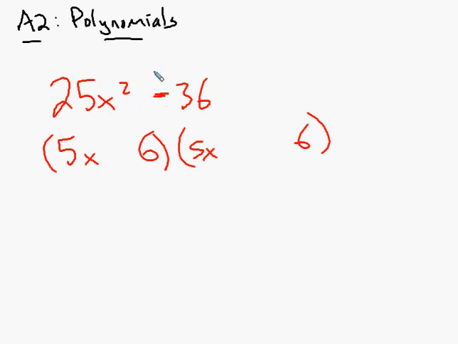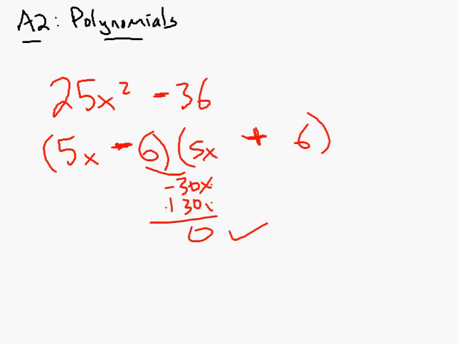Now, I don't have a middle x term, so one of these is positive and one of them is negative. And if I do my quick check, 5 times 5, 25, 6 times 6 gives me my negative 36. And then I check here, negative 30. Check here, plus 30. And yeah, that's 0, because I don't have a middle term, so that's fine.